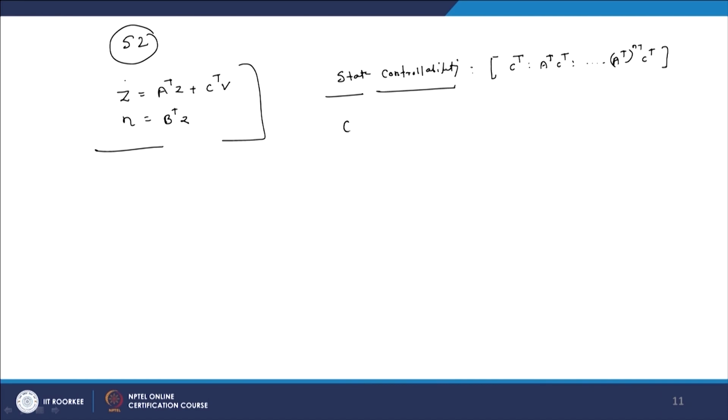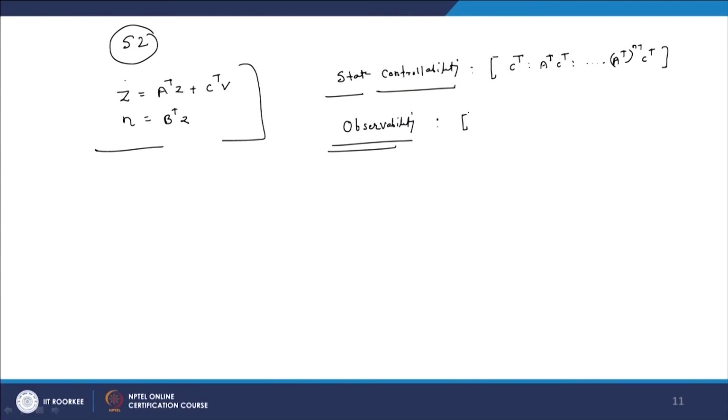And now about observability. Observability depends upon the C matrix, but here the C matrix is nothing but B transpose. Therefore we can write the observability as B, A B, up to A raised to n minus 1 B. Now we have a state controllability equation like this and an observability equation like this. This is for the S2 plant.